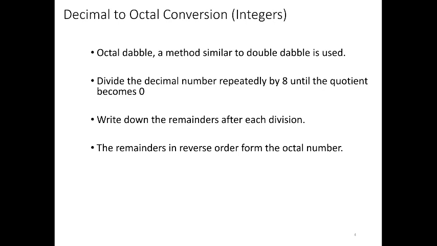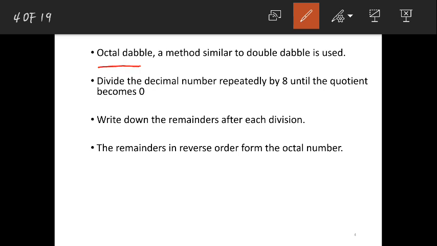Generally we call this method octal dabble, a method similar to double dabble. Octal dabble means converting decimal to octal. And in the previous video, we converted from decimal to binary, right? That method is called double dabble. Such questions you can get in your multiple choice, in your objective types. So, be aware of that, and also the conversions.